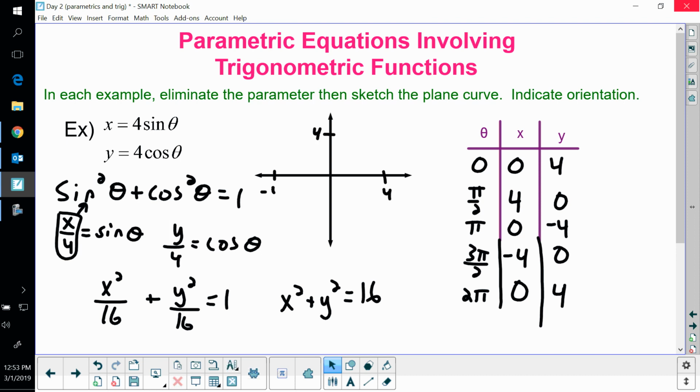So we can plot those now. So we've got 0, 4 to start out. So we're starting right here. And then next we're going to 4, 0, so we're going here. So essentially that tells us that our orientation of the circle is going this way. So we can put our arrows on it.